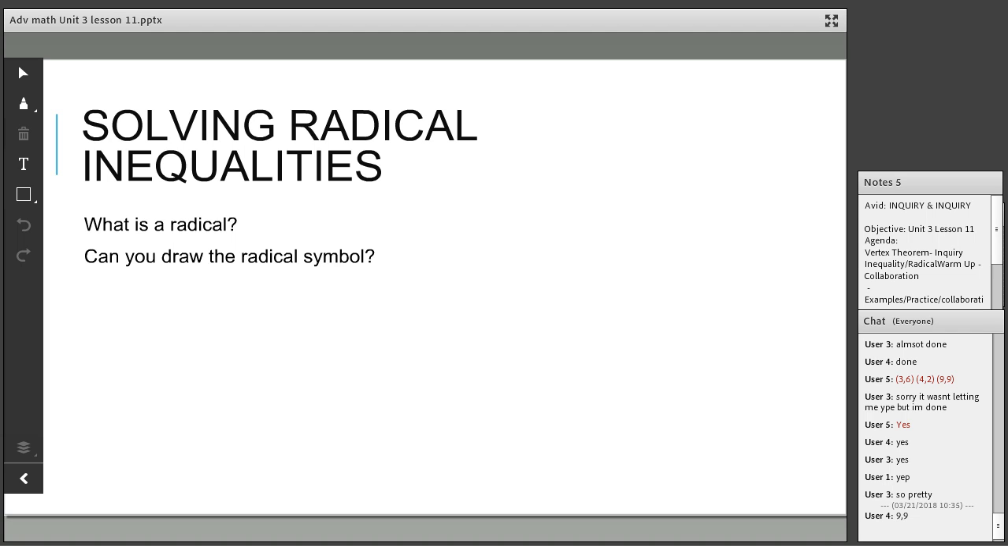All right, I think I'm going to do radicals next. We're going to do radical inequalities. Somebody knows, what's a radical? Can you draw the radical symbol? So just put it up on the board. What do you guys think when I say radical? From a math standpoint, not from a political science standpoint. All right, perfect. That's a beautiful radical symbol.